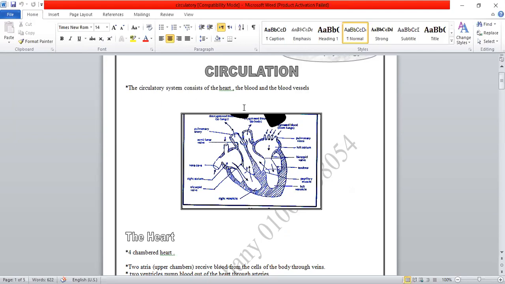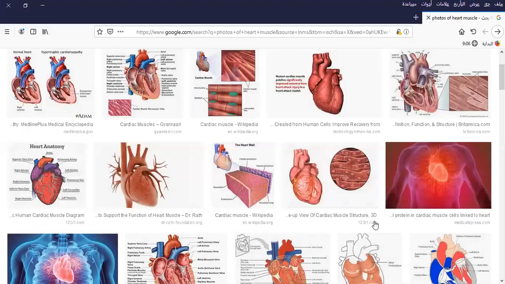It works all the time. Let's see the first organ, or the first part of the circulatory system. That's the heart. Let's see a colored photo of the heart. Here is a clear colored photo of the heart. Let's take one of these. Yes, this is the best one.